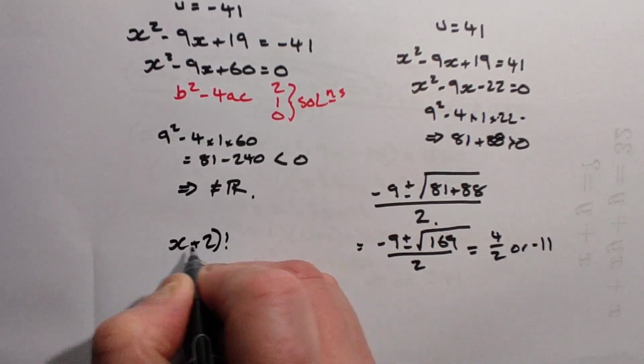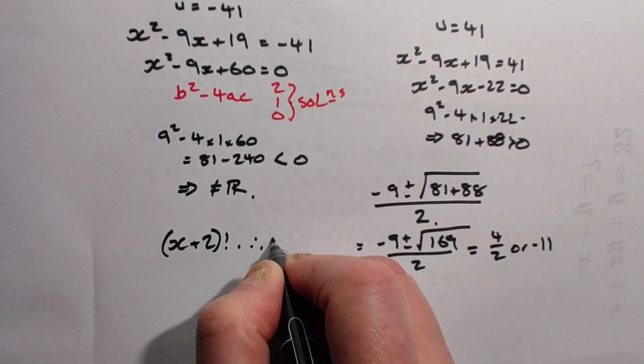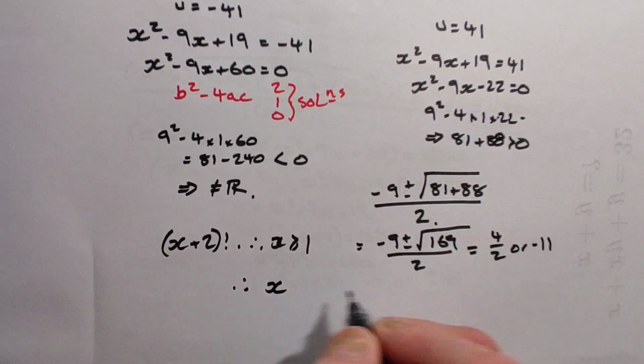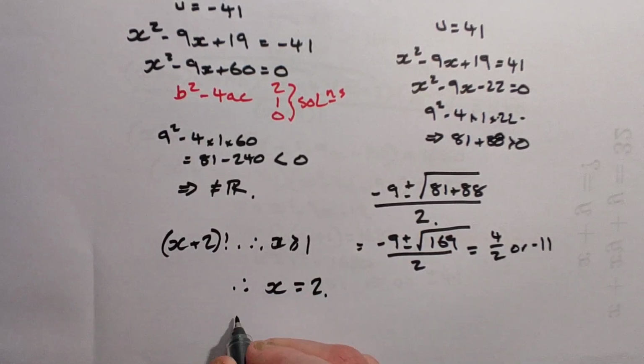Now we know the original denominator was x plus 2 factorial. Therefore x has to be greater than 1, otherwise you'll end up with a 0 and an infinite answer, and you can't end up with 1680. So therefore x must equal 2.